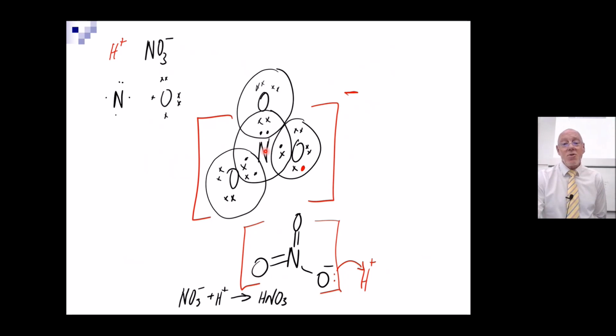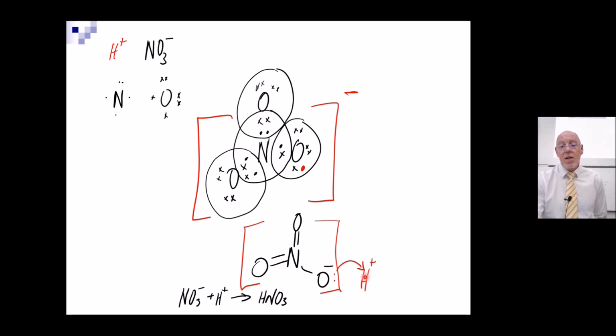So the nitrogen is making a double bond here with this oxygen. It's making a double bond here with this oxygen. And then it's making a single bond with this oxygen. And then this oxygen has got the extra electron. So there, double bond there, single bond here. And this oxygen has an extra electron. That's why it is minus.